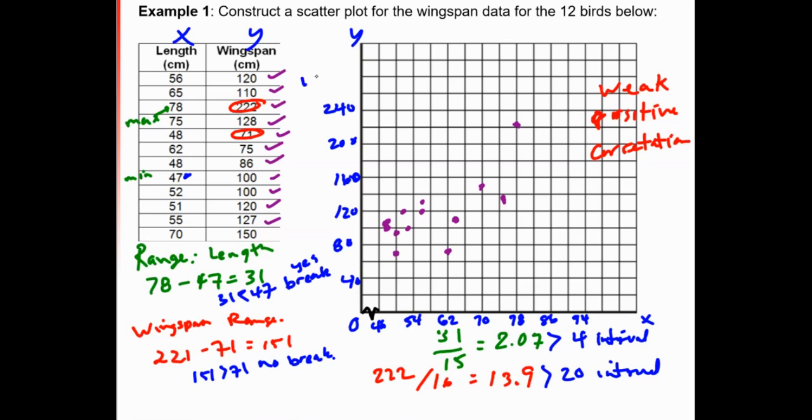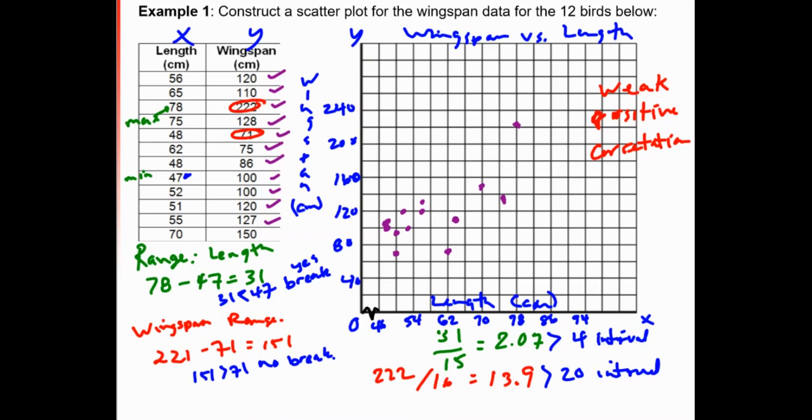One thing we forgot to do was put in our axis name. So wingspan, centimeters. We had, now this is not going to fit, but we had length. And you would never write it on here. You'd write it below the numbers, but ran out of space here. Okay, so we have wingspan versus length of a bird.